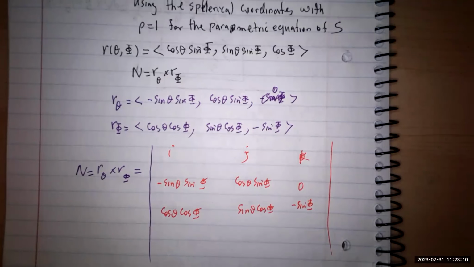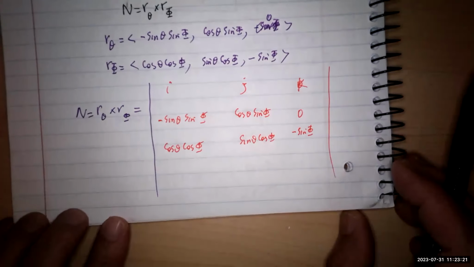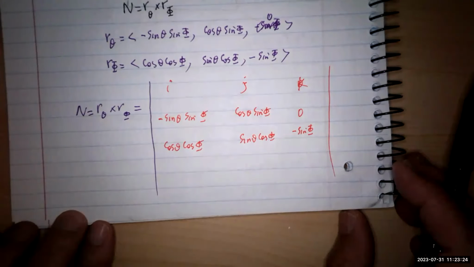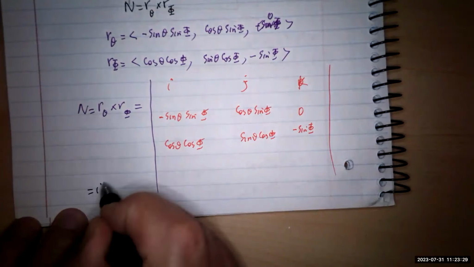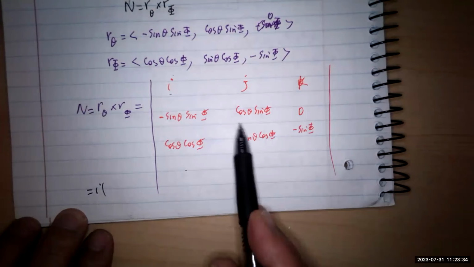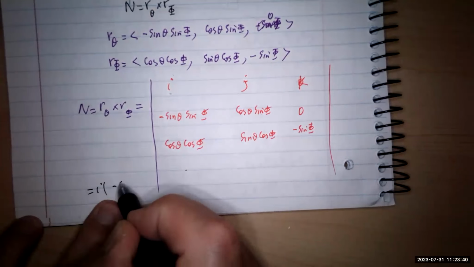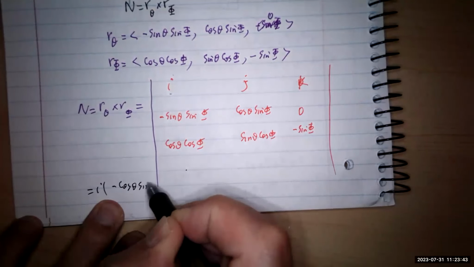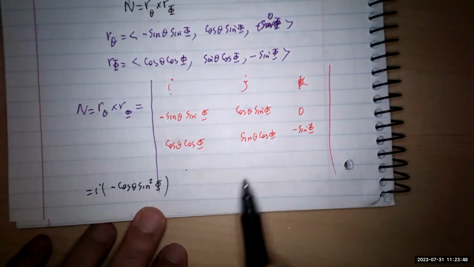If you have done linear algebra, you can pull out the sine of the phi here, but I will just give you the final answer eventually. If you want to do it, you get this determinant with a little bit of trig functions. So it's going to be equal to i times, we get the negative cosine of theta, sine squared of phi, which is the first one.